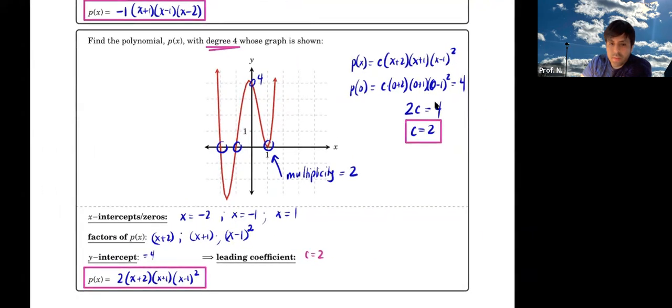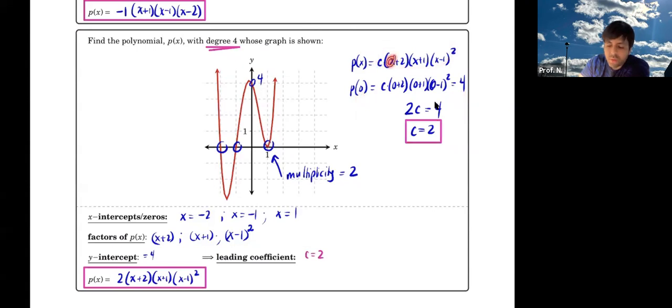And so Chen, where did I get the 2c and 4 from? I'm finding the leading coefficient. To find the leading coefficient, I need to use the y-intercept. What is the y-intercept? 4. What does that mean? The y-intercept of 4 means that the x value is 0. So that's why I plug in 0 for my x value, and my y value has to equal 4 because that's the y-intercept. But I already know that the structure of my polynomial has this form.